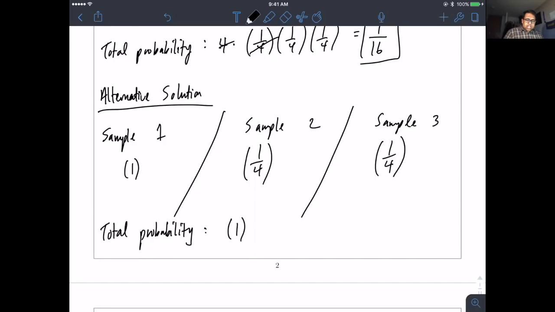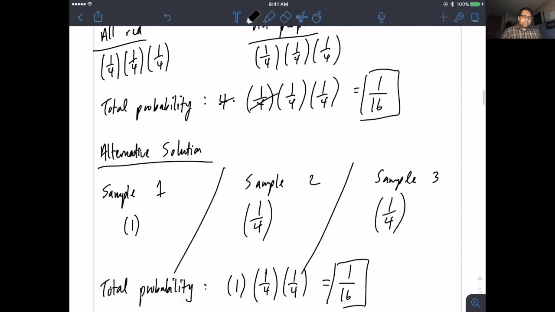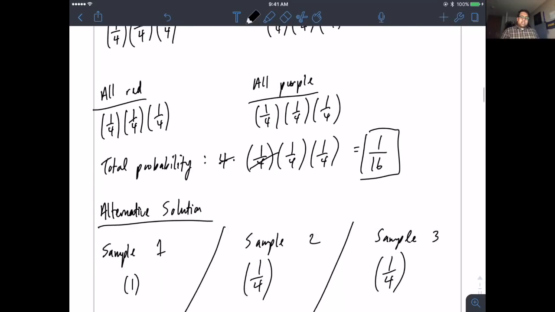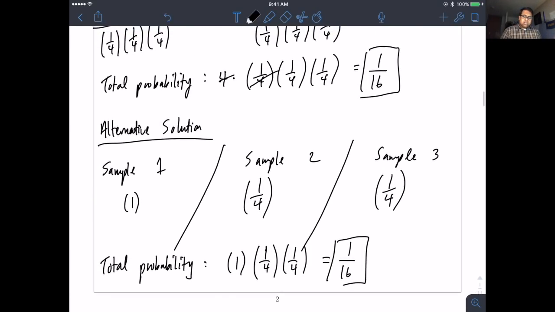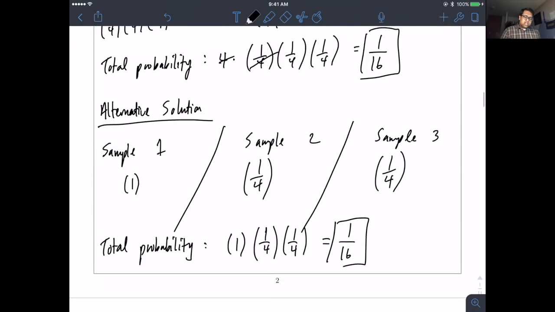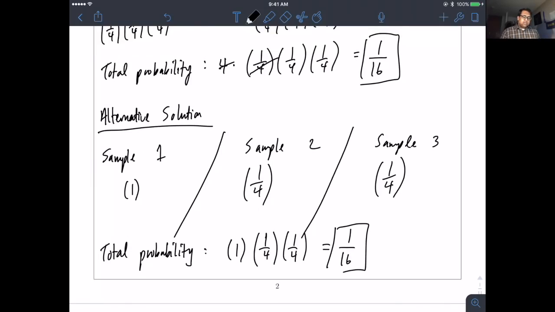So then our total probability, again, is 1 times the probability that the second sample is equal to the first sample times the probability that the third sample is also equal to the second sample, which once again yields 1/16, which we'd hope, since both approaches are valid and yield the same solution. So either way works just as well in an exam. There's 2 different ways of looking at the same problem.